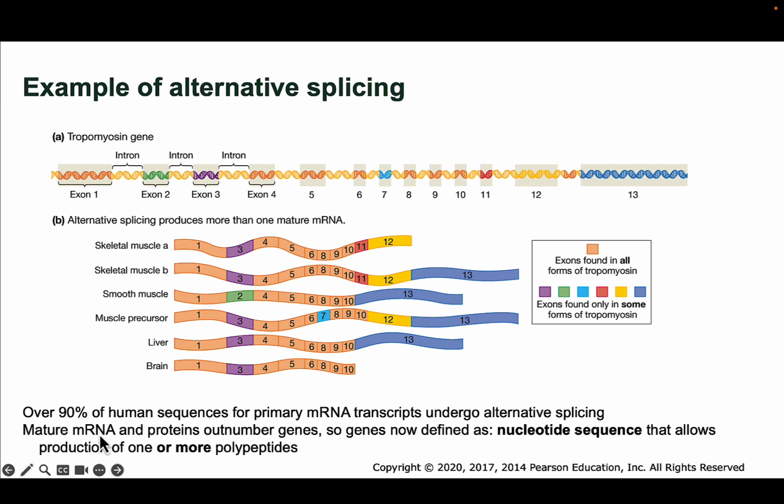And so the mature mRNAs and proteins actually outnumber the number of genes. And so this kind of throws out the one gene, one polypeptide hypothesis. And now genes are defined as a nucleotide sequence that allows for the production of one or more polypeptides.